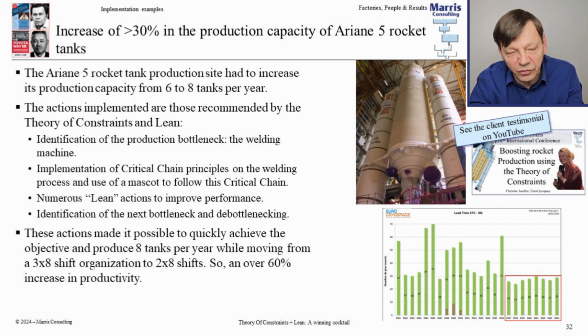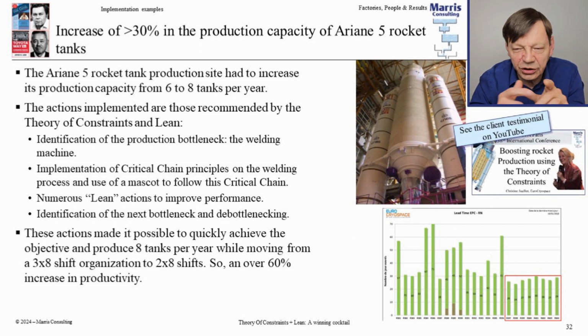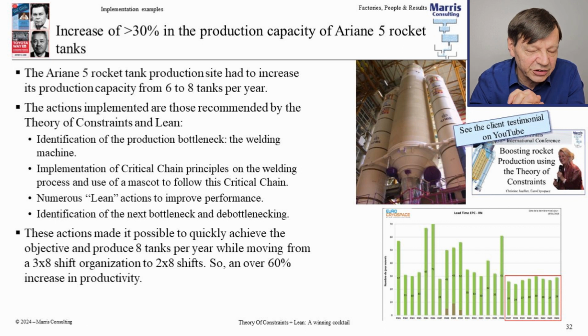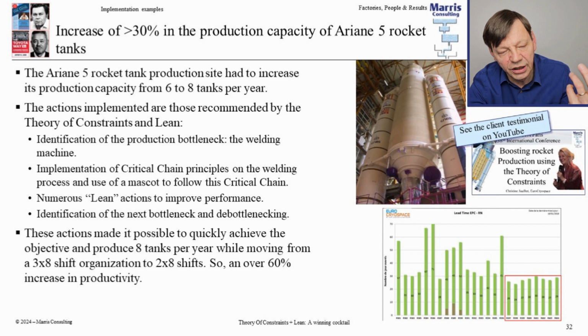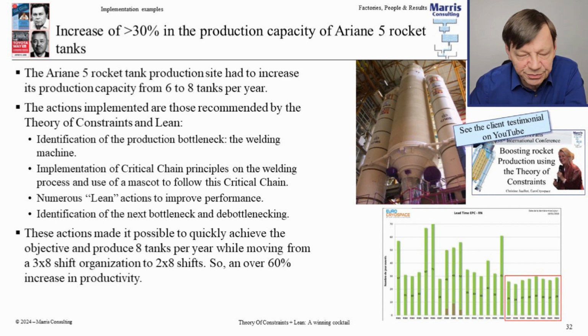And we broke the first bottleneck, went to the second bottleneck, went to the third bottleneck and so on. You can have a look at the video, which gives the whole story there by the people from Haiyan. And so the target was achieved. In fact, they overachieved, since they got to their 8 tanks per year, but simultaneously they managed to go from 3 shifts to 2 shifts, right? So an increase of 60% in productivity in that production by mixing theory of constraints and lean.